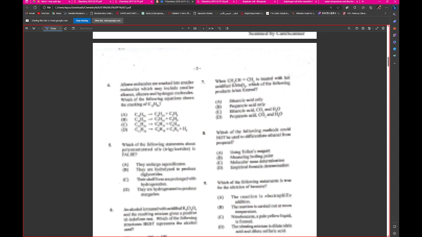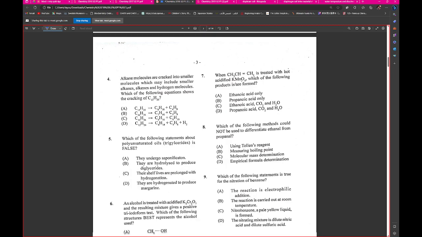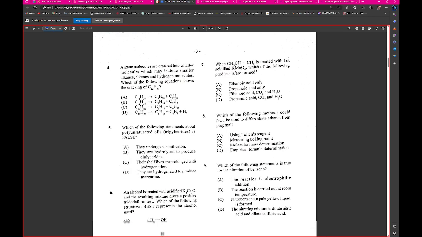Number... It's so foggy. Give it a second. Alkane molecules are cracked into smaller molecules, which may include smaller alkanes, alkenes, and hydrogen molecules. Which of the following equations show the cracking of dodecane? So you need to make sure that the constituents add up to give you dodecane. Is A the answer?